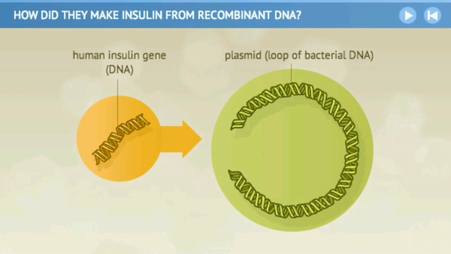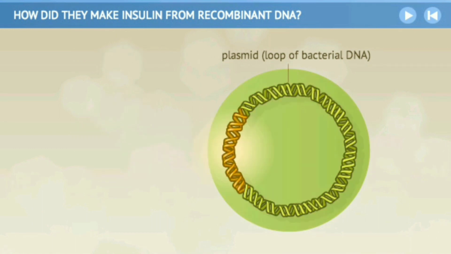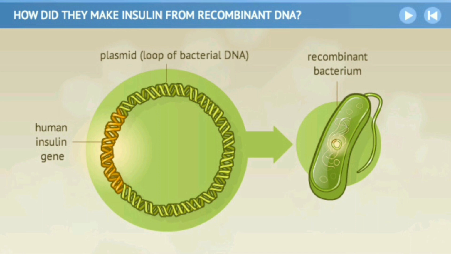Now, using the tools in recombinant DNA technology, we join these two DNAs together. The two DNAs join together to form a recombinant DNA molecule. This recombinant DNA molecule, which has a human insulin gene in it, is inserted back into a bacterium. So now the bacterium has recombinant DNA. So we call the bacterium a recombinant bacterium.